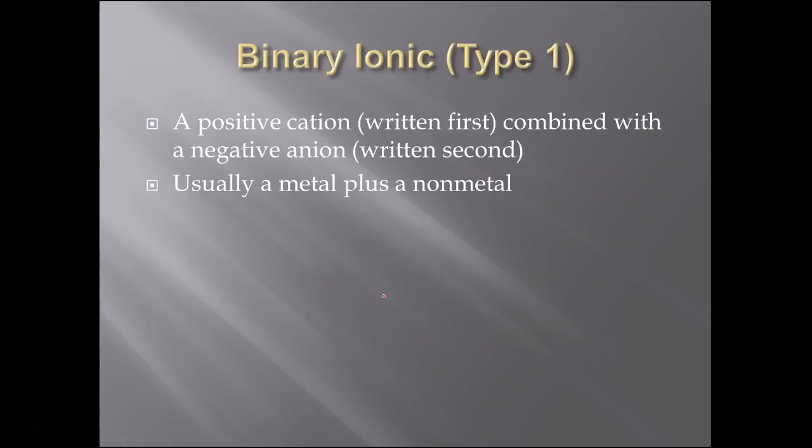So let's move on to our first type of ionic. Now, an ionic compound is going to be a positive cation that is combined with a negative anion. And you always write the cation first and your anion second. And usually an ionic compound contains a metal plus a nonmetal.